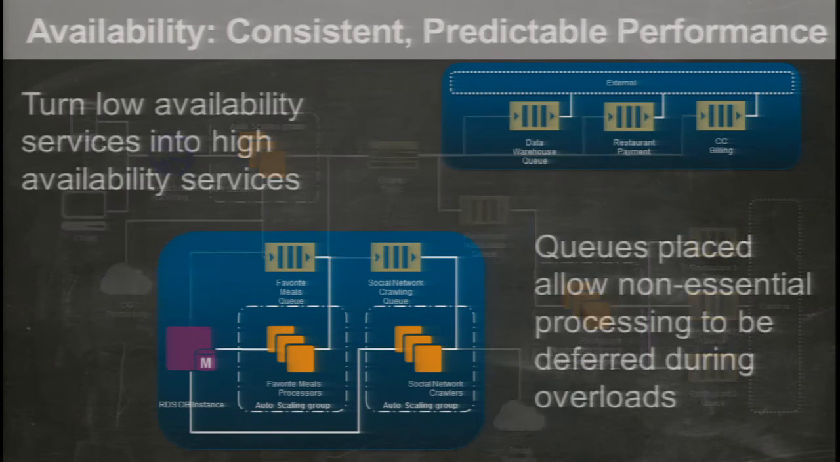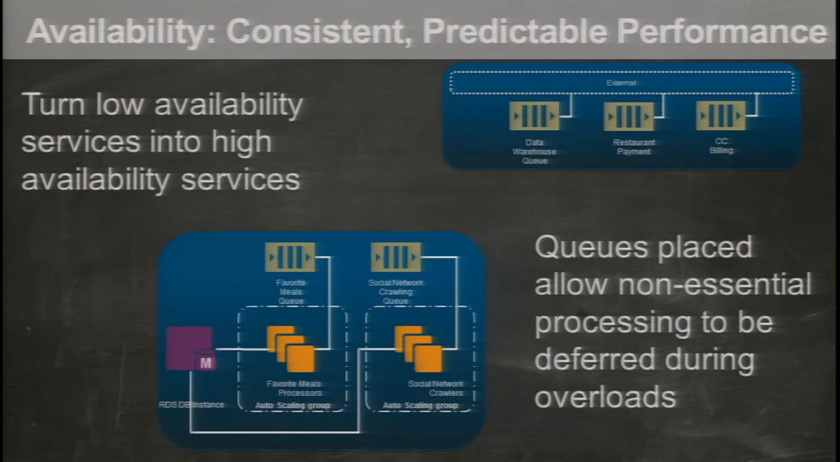Here are a couple of examples. For example, the credit card billing system, way at the top right, may have to deal with an external service that is not part of the AWS application designed by Cup a Noodle. And that service may be unreliable or may be slow. We don't want to allow hiccups in that service to stop an order in its tracks. And so you can place an SQS queue in front of it. It means you can turn low availability services into high availability services with SQS. And as soon as the credit card billing system comes back up, you can then put the order through.